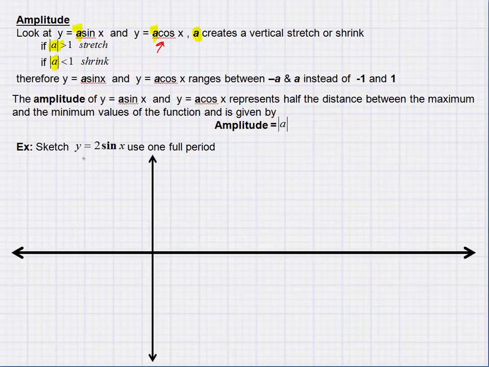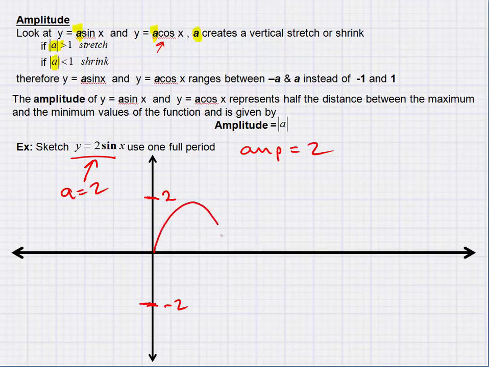So I want to graph y equals 2 sine x. Well, in this case right here, a is 2. So my amplitude is 2. Now how does that affect my graph? Well, vertically, instead of being between negative 1 and 1, my graph is going to be between negative 2 and 2. Other than that, everything's going to stay the same.